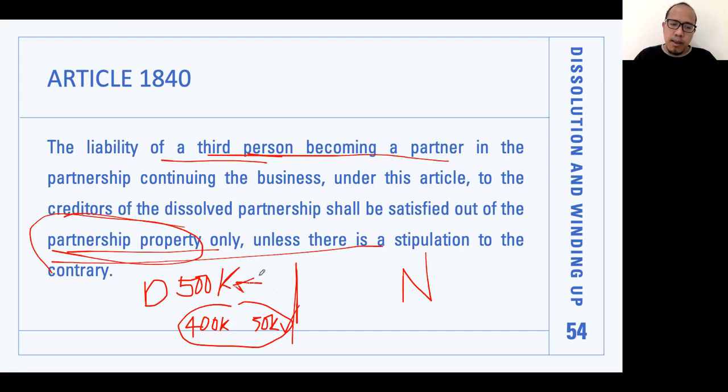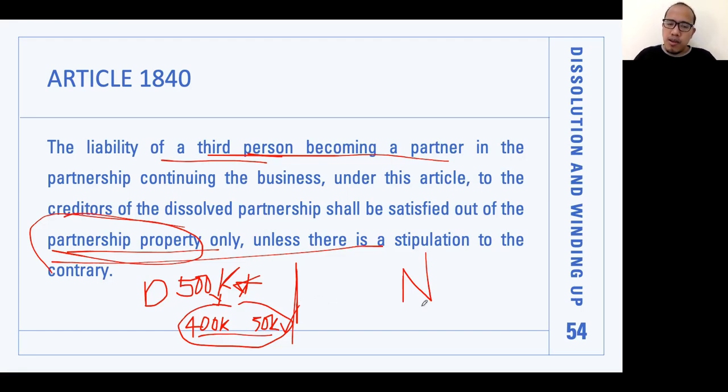Ito yun, 500,000. Pero yung new partner na yan, dapat i-satisfy kung ano yung partnership property at the time na siya ay na-admit, including yung kanyang contribution, 450. May kulang pang 50,000 kasi 500 yung utang, 450 yung common fund. Saan ngayon kukunin yung 50,000? Pwede ba itong ihabol doon sa third person becoming a new partner? Hindi. Hindi na yon kasi luma na yung mga obligations na yan, yung mga credits na yan.